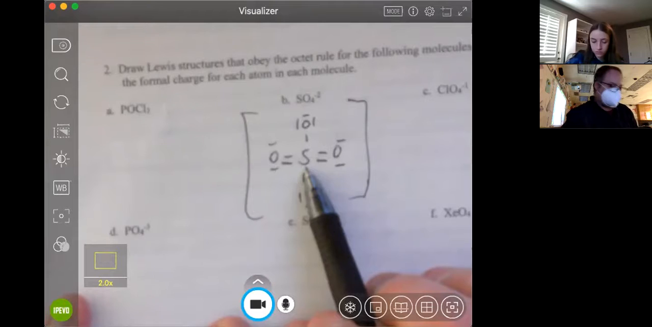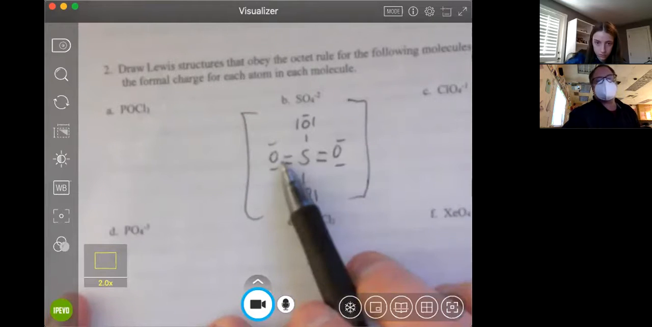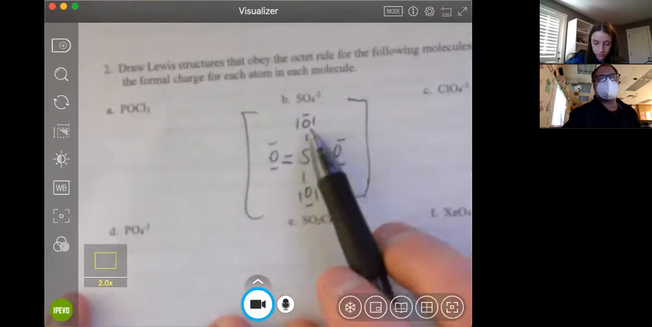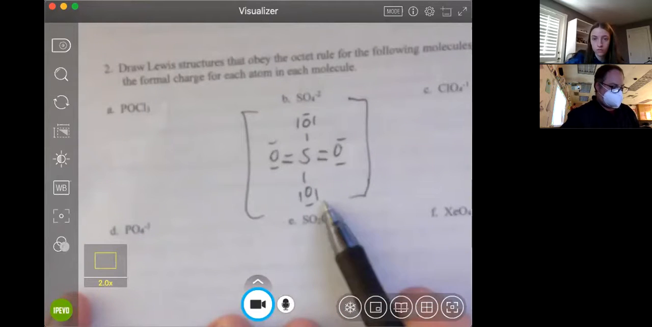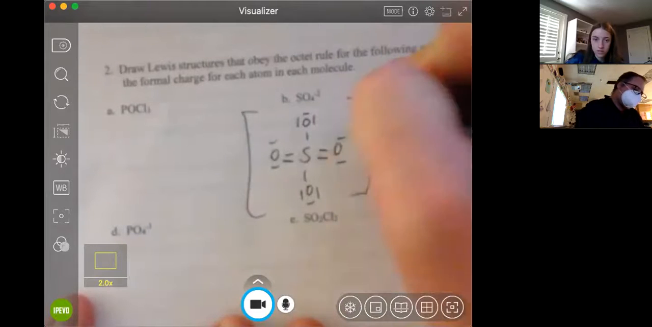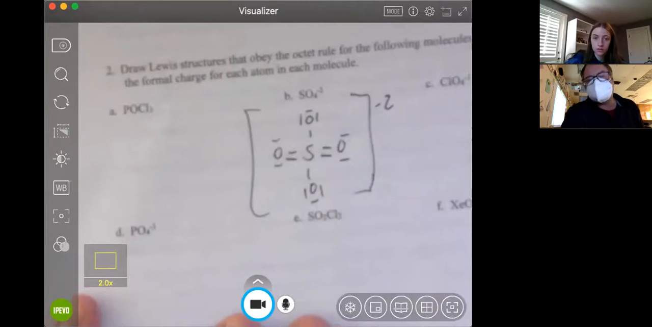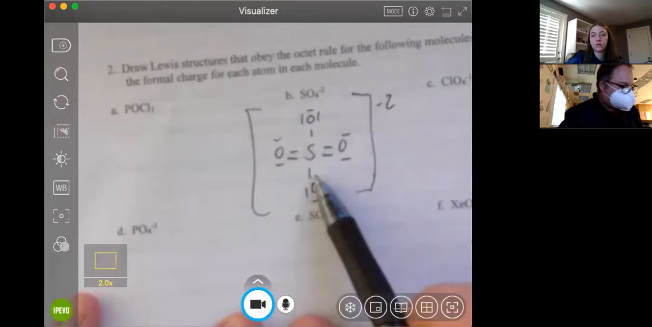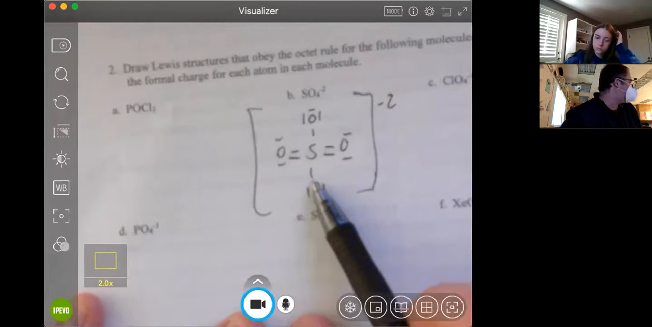What is the formal charge of this oxygen? 0. That one is identical, so it is 0. What is the formal charge of this oxygen? -1. And this one also is identical, so that's -1. That gives us that -2, and we have most of the things at 0. So this is the actual Lewis structure for sulfate.